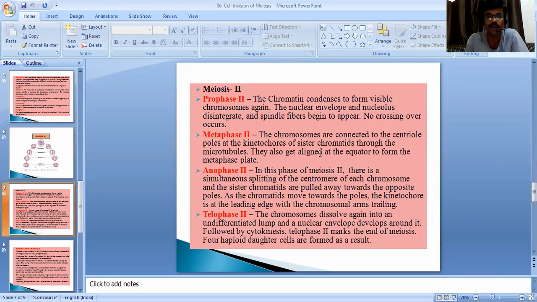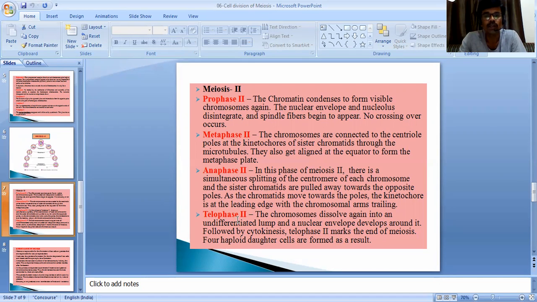Third one is anaphase second. In this phase of meiosis second, there is a simultaneous splitting of the centromeres of each chromosome, and the sister chromatids are pulled away toward the opposite poles. As the chromatids move toward the pole, the kinetochores are the leading edge with the chromosomal arms trailing.